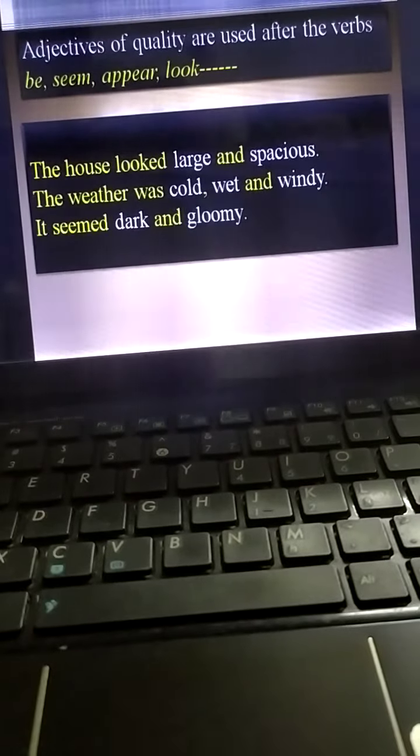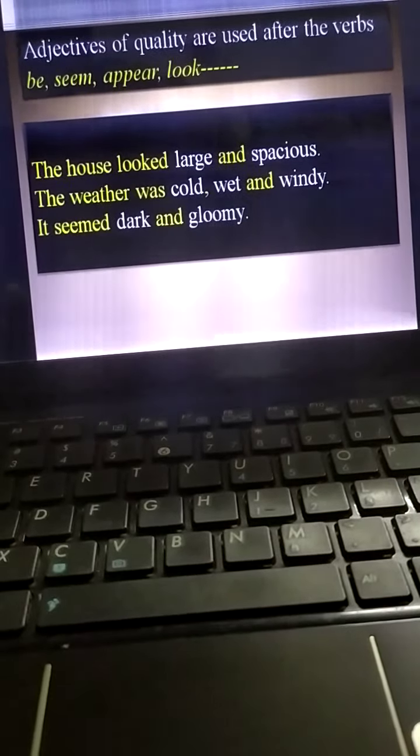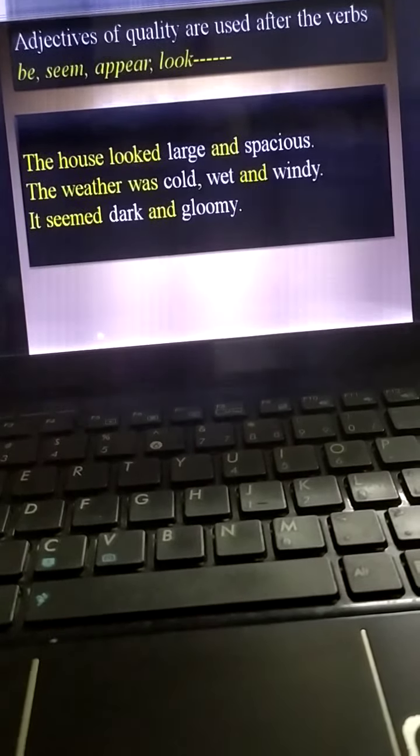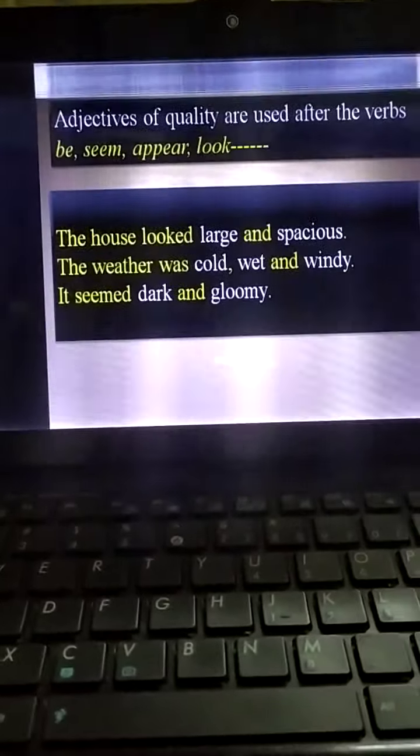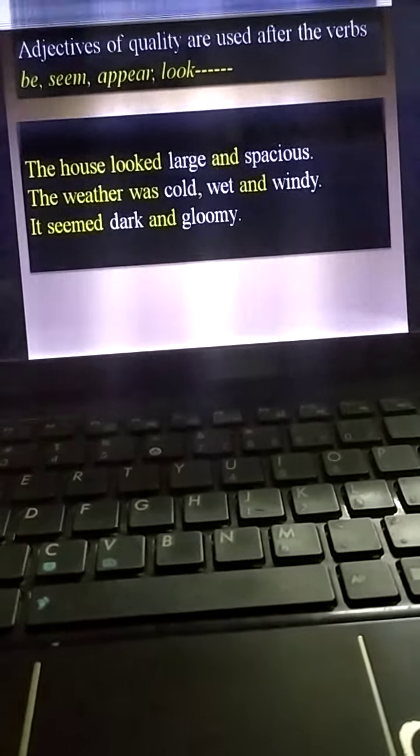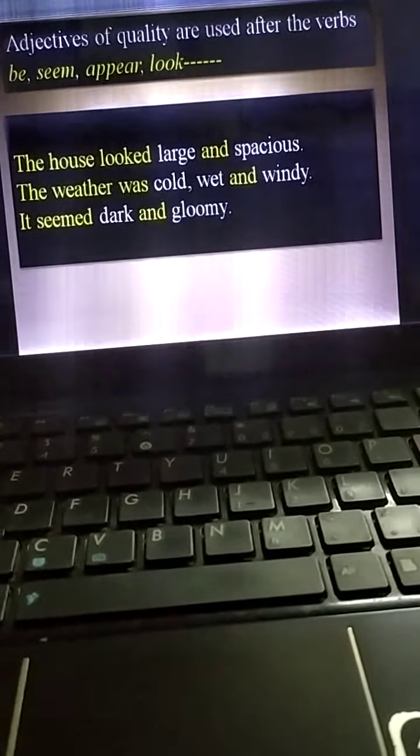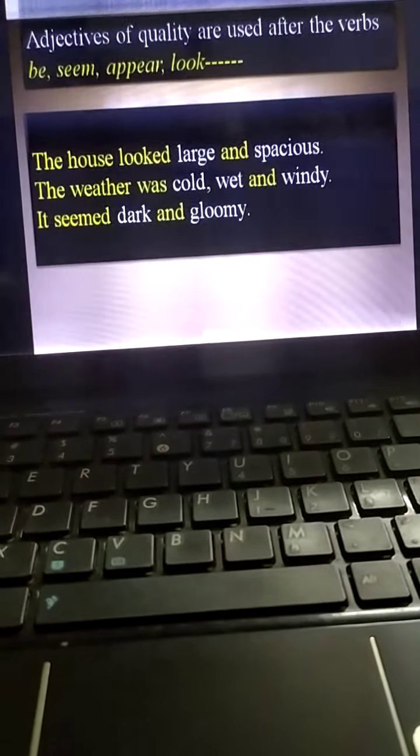We see the verb look, we see the verb was and seemed, and another verb appear. After these four verbs, adjectives can be used. This is another important factor you have to remember.